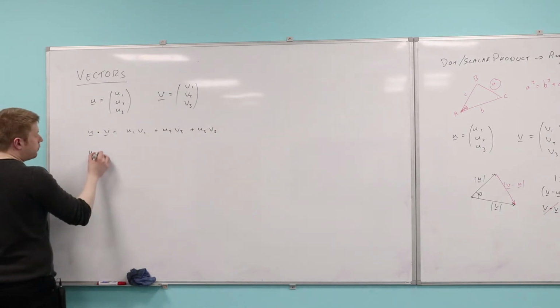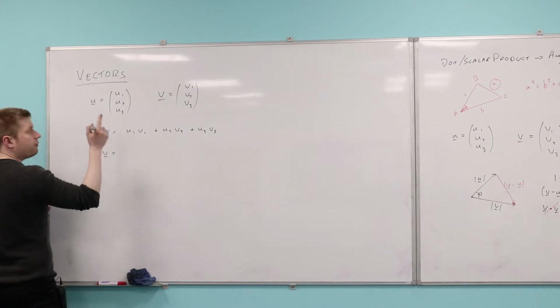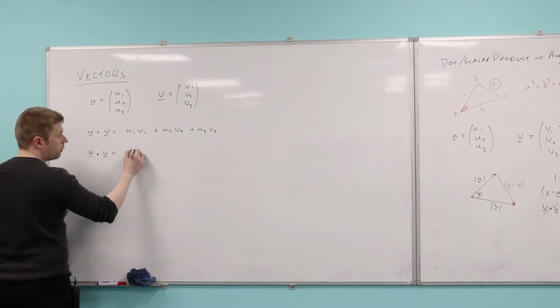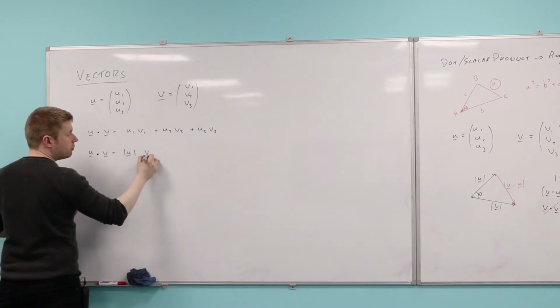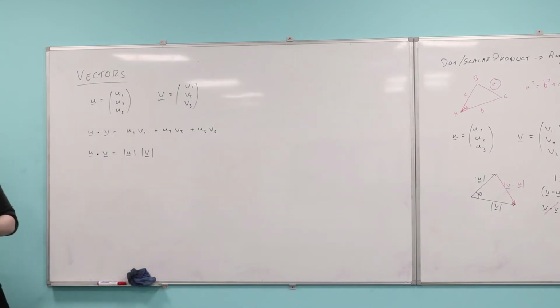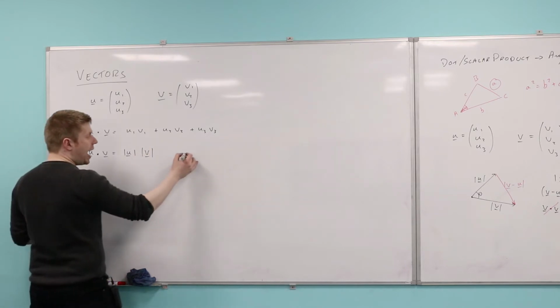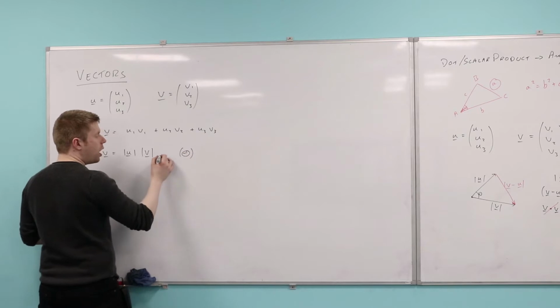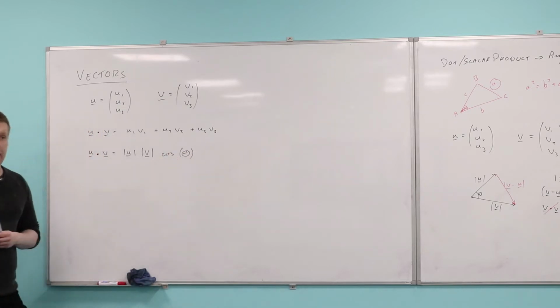The other way of defining u dot v is by finding the length of u, the length of v, multiplying them together, and then if you know the angle between those two vectors, multiply them by the cosine of that angle.